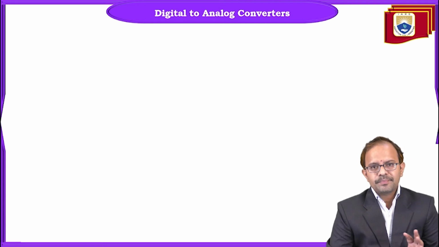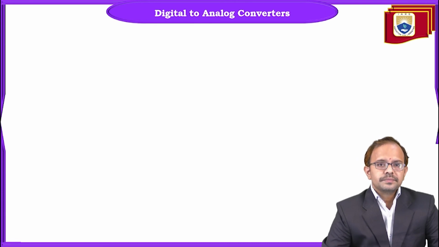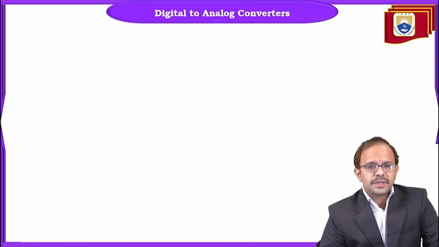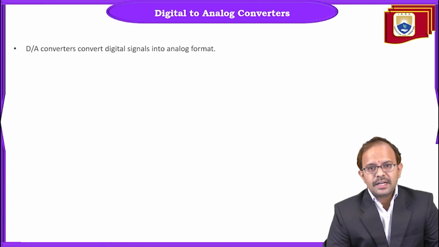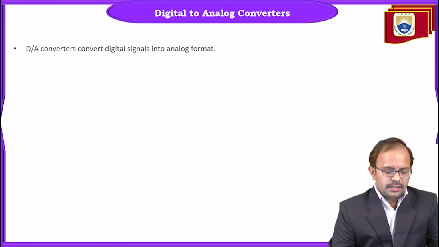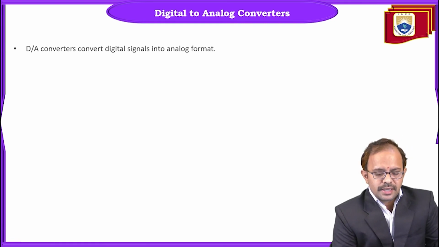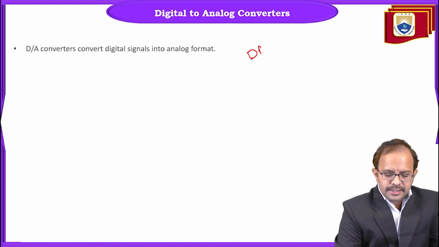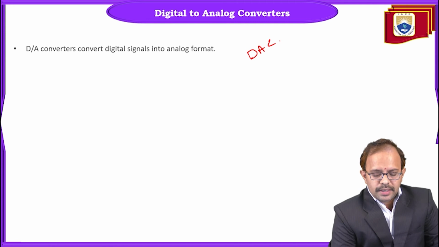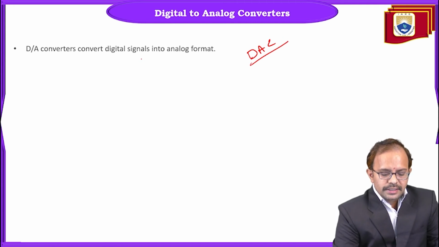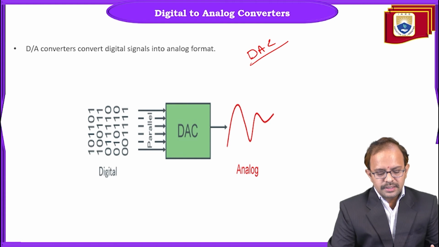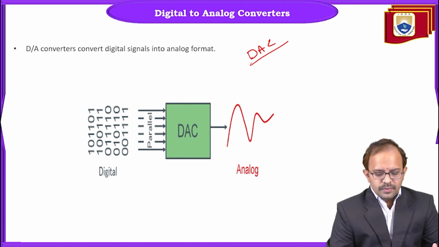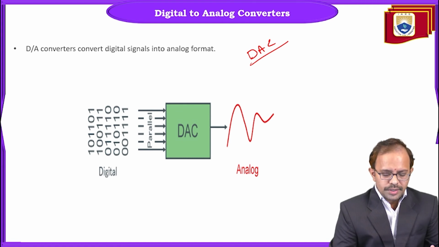Now let us look at digital to analog converters and analog to digital converters, and let us briefly review them. These two converters are techniques, the ADC technique and the DAC technique. In most cases, digital to analog converters are popular as DAC. They convert digital signals into analog format, and this simple block figure represents the nature of the digital to analog converter.